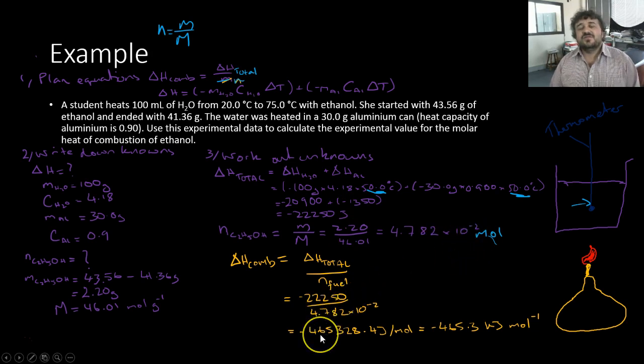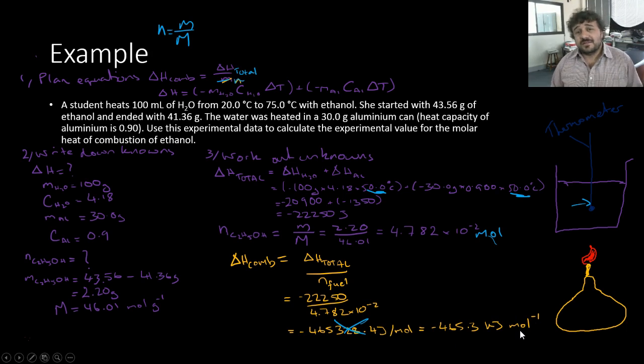And that gives us this stupidly big number of minus 465,328.4 joules per mole. That is too big. That is nonsense. We don't want that. So we put it into kilojoules, just to make life easier. And it is minus 465.3 kilojoules per mole.